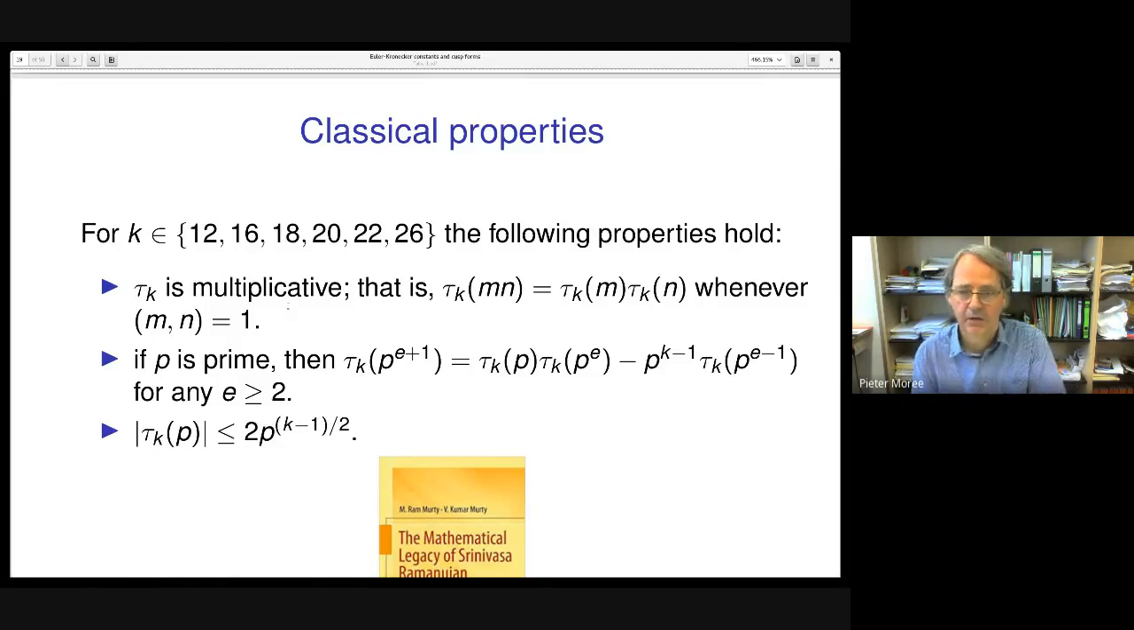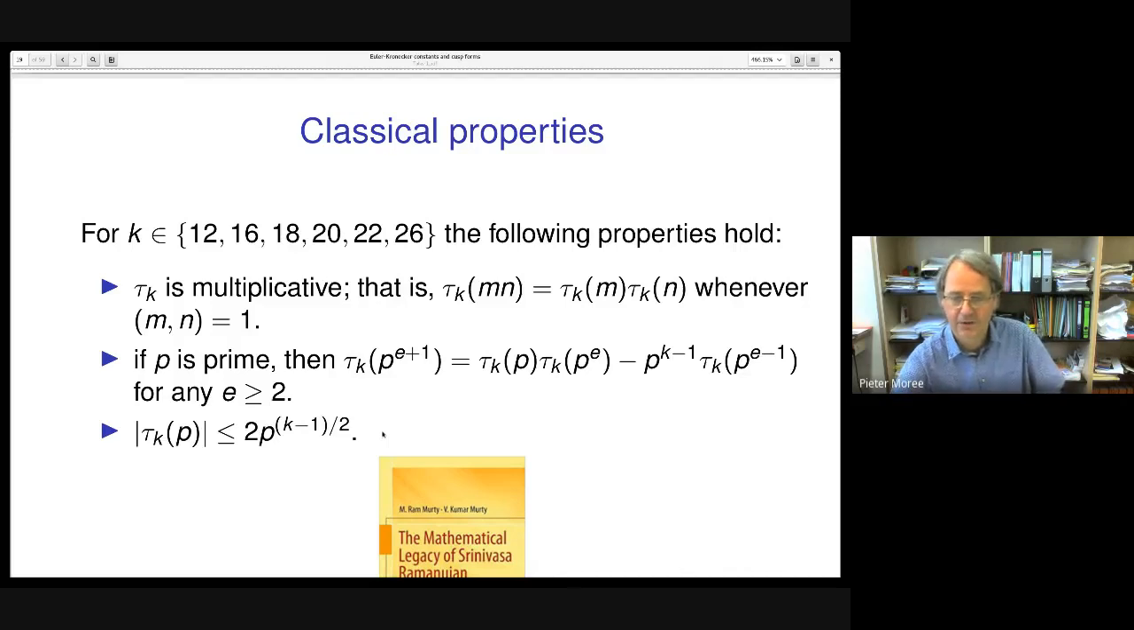And it turned out that these coefficients are integers that are multiplicative. They satisfy this recursion, and they satisfy this inequality. And the amazing thing is that Ramanujan, on the basis of not very much data, conjectured all these properties.